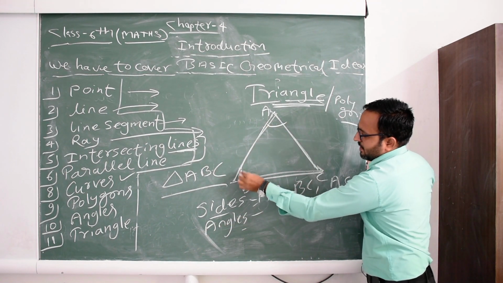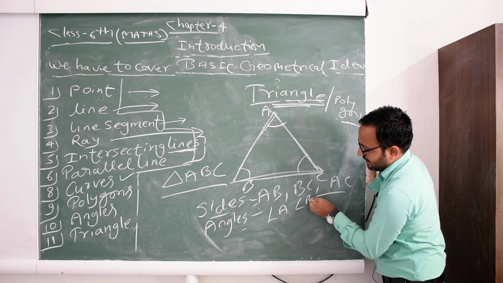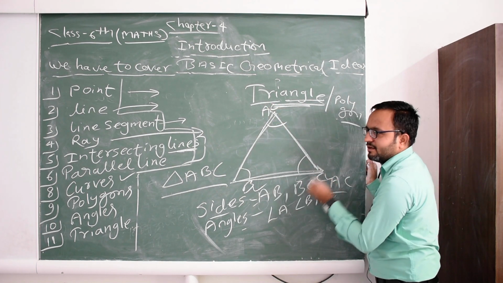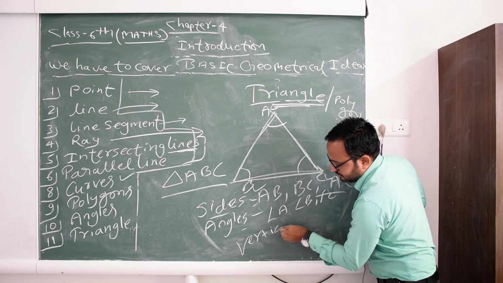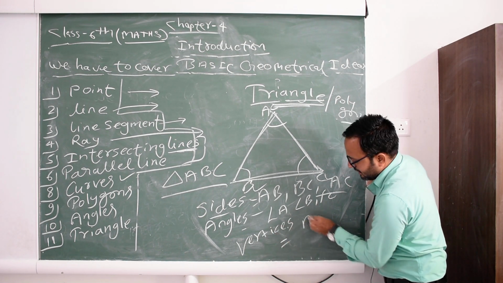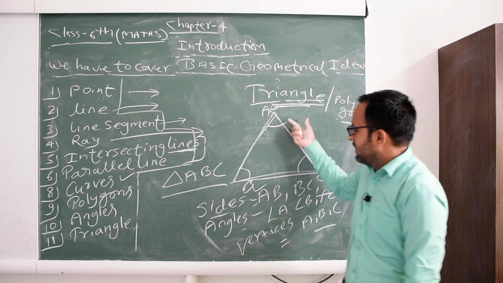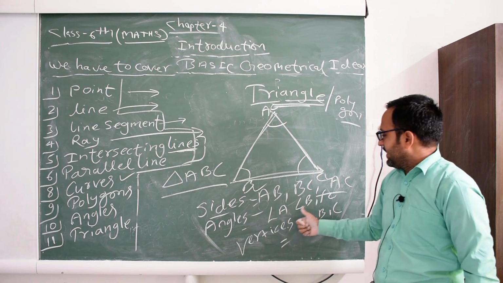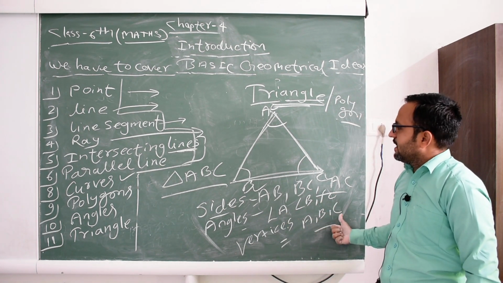So angle A, angle B and angle C. How many vertices? A, B and C. So vertices, that means A, B and C. So in the case of triangle, three sides AB, BC and AC, and angles, angle A, angle B and angle C, and vertices, that means A, B and C.